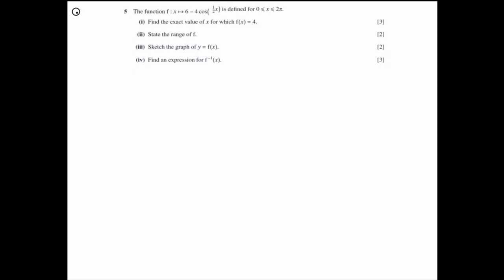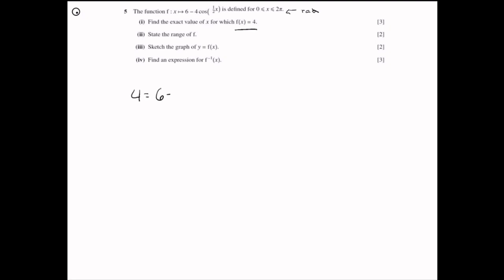And now our last question. The function f of x is equal to 6 minus 4 cosine 1 half x is defined for 0 is less than or equal to x, which is less than or equal to 2 pi. So it's important to note that we are in radians right now for our domain. We need to find the exact value of x for which f of x equals 4. So we're going to start with just that, f of x equals 4.